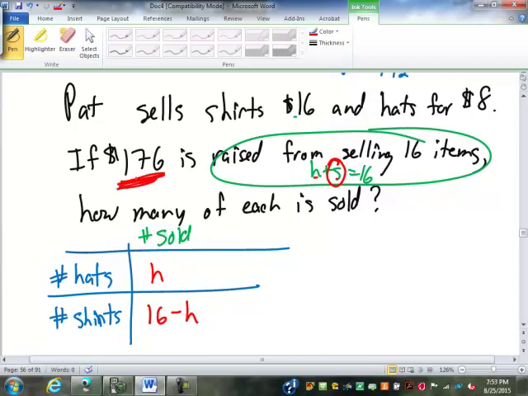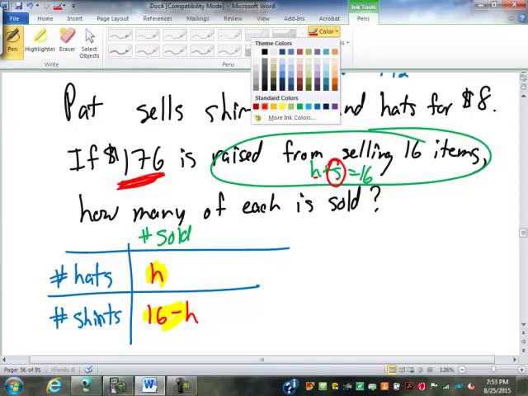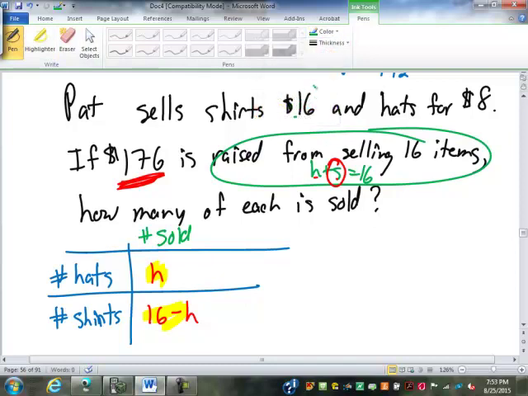Now the total we're given, this is a total, we're going to add up the money from the hats and the money from the shirts to get 176 bucks. The problem is, this isn't dollars, it is numbers. It's the amounts. How do we convert those into dollars? Well, the shirts were sold for $16 each. So I'm going to multiply the number sold by 16. Hats were sold for $8 each. So I'm going to multiply the number sold by 8.